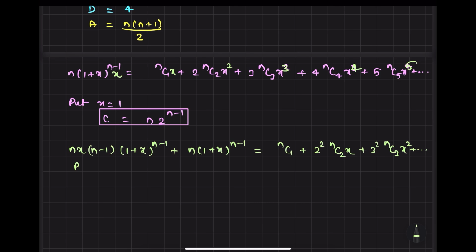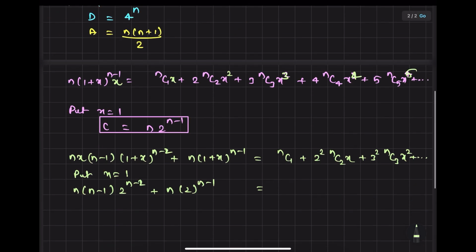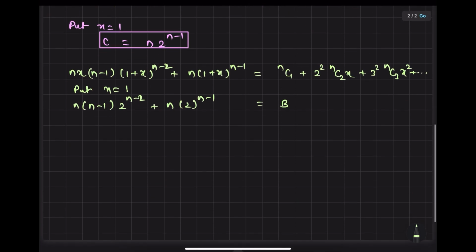Put x equals to 1. So what will happen? We will have n minus 1, 2 power n minus 1 plus n, wait, here it will be 2. Okay, and then n 2 power n minus 1. This is your B. Okay, so let's do the simplification for B.